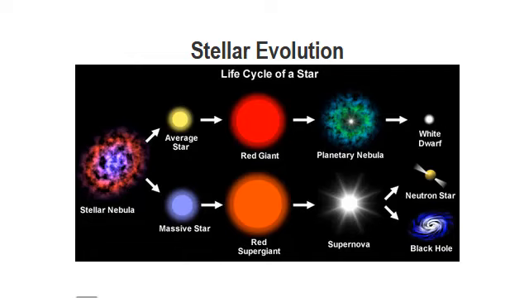This causes the average stars to expand into red giants and massive stars to become red supergiants. Eventually, red giants collapse into white dwarfs, and collapsing red supergiants explode into supernovas. Depending on the initial mass, the cores either collapse into neutron stars or black holes.